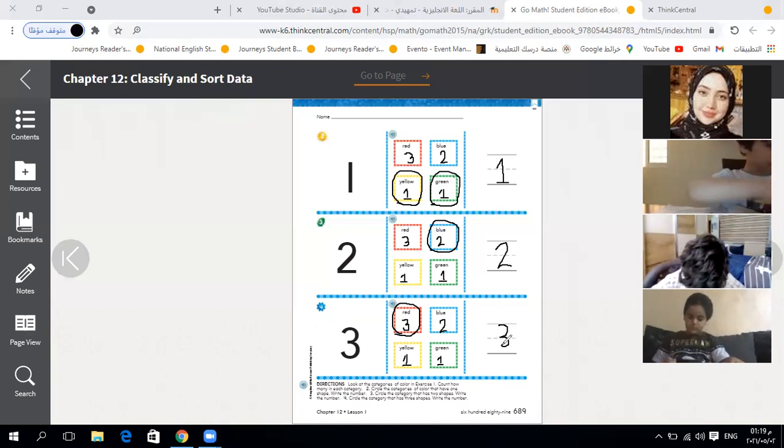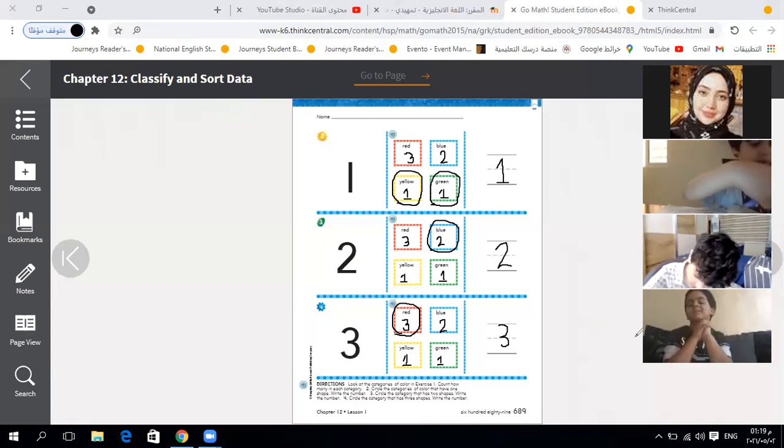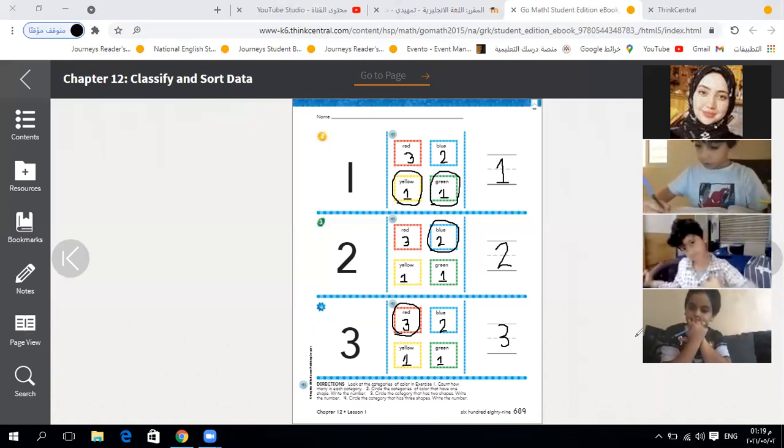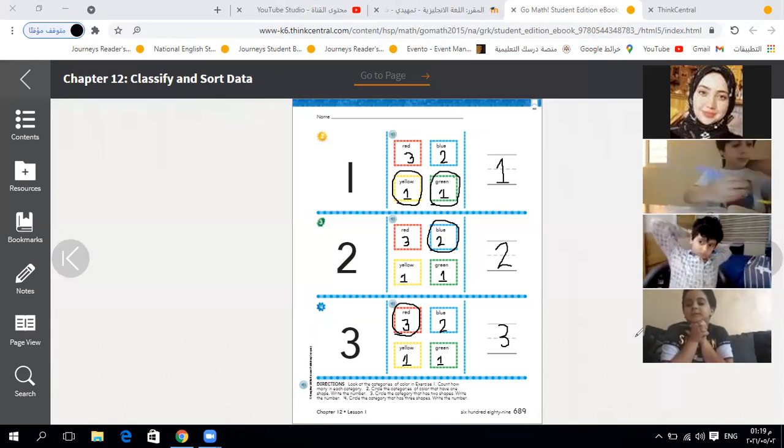So write number three. So the red box has three objects. The blue box has two shapes. The yellow has one shape and the green has one shape.